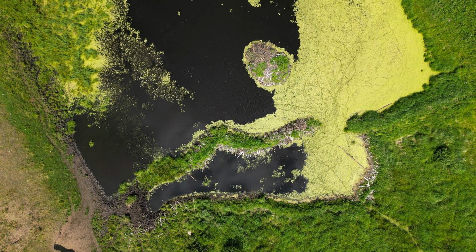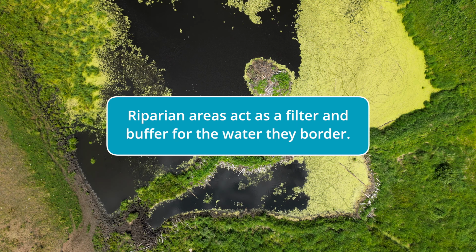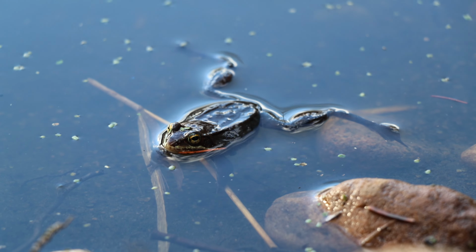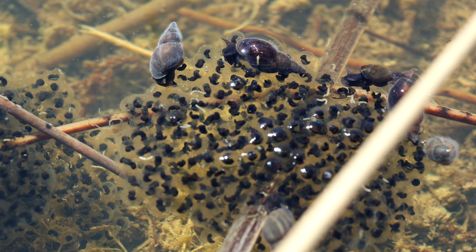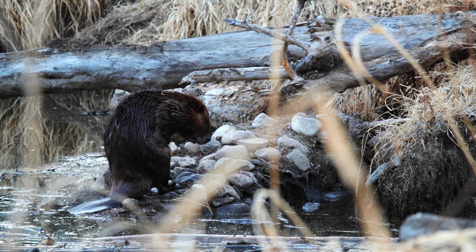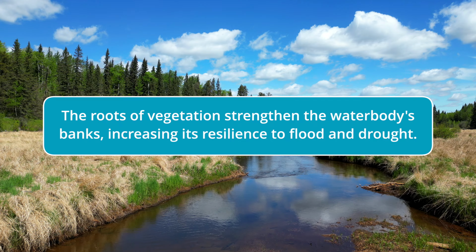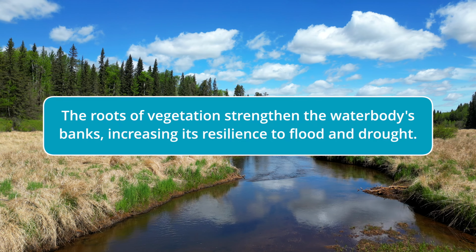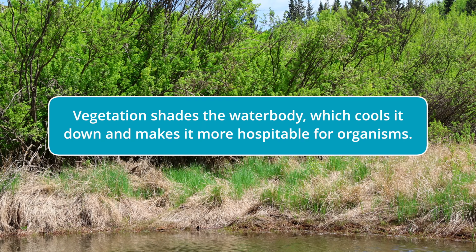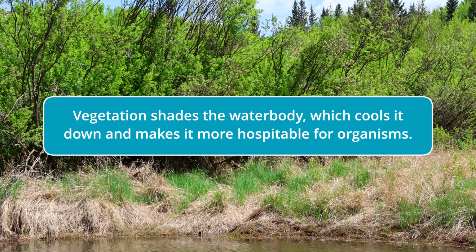Riparian areas are essential to the health of any body of water. They act as a filter and buffer for the water, trapping and storing sediment and other contaminants. This means that the water is kept cleaner, which ensures healthier lives for amphibians, fish, aquatic invertebrates, humans, and other mammals. The roots of vegetation strengthen the banks, which prevents erosion and makes the water body more resilient to flooding and drought. Vegetation also gives the water shade, which cools down temperatures, making the water more hospitable for organisms to live and reproduce in.